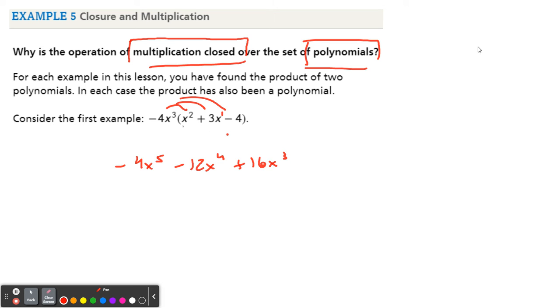We took a monomial, multiplied it by a trinomial, and we got another trinomial. Notice that these three terms involve real numbers, variables, and whole number exponents. This is a polynomial. So the fact that the product of this monomial and trinomial has also been a polynomial is why it's closed. Again, real numbers, exponents with whole number values.